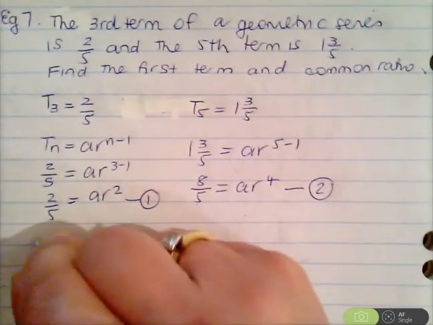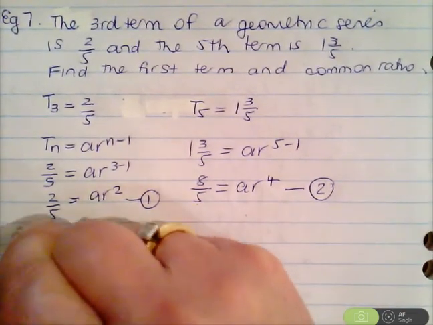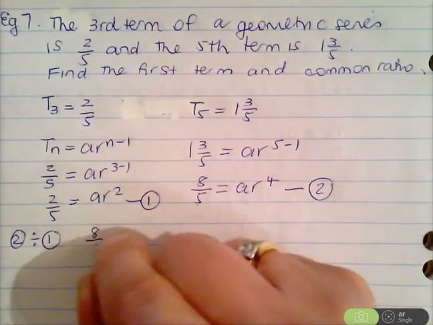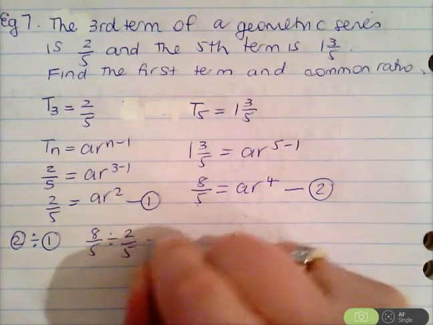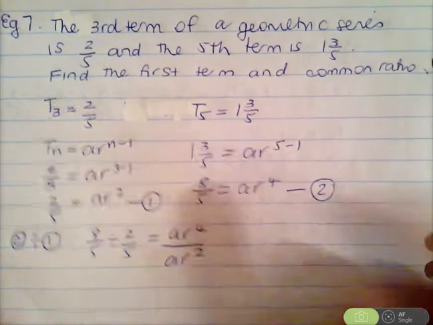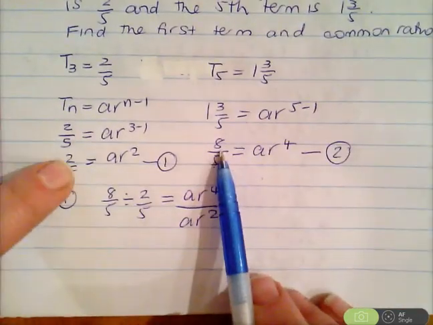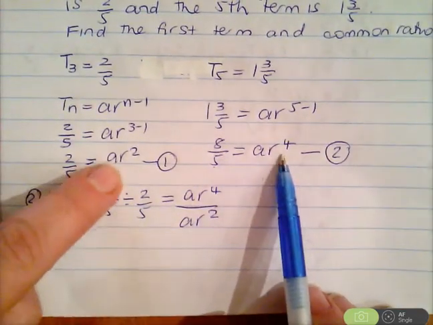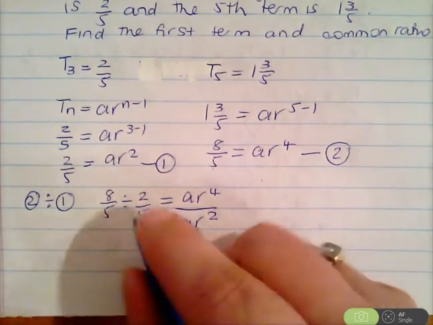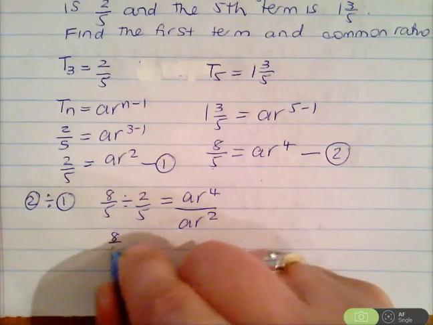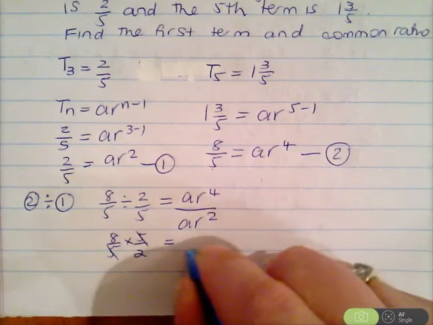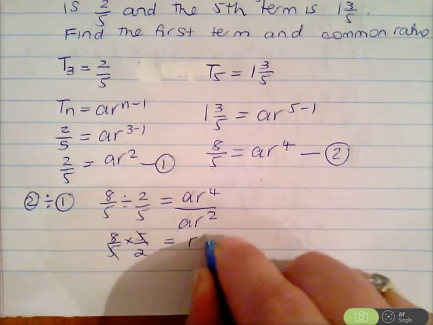So solving simultaneously, I'm going to do equation 2 divided by equation 1. On the left we get 8/5 divided by 2/5, and on the right we've got ar^4 divided by ar squared. So 8/5 divided by 2/5 equals ar^4 divided by ar squared. Now 8/5 divided by 2/5 is 8/5 times 5 over 2, which happens to be 4, and the a's cancel and we get r squared.